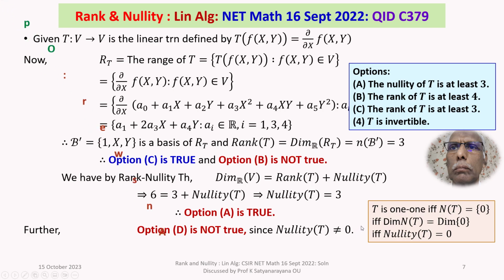So the answer to this question is options A and C. Option A is true because the nullity of T is 3, and option C is true, and the remaining two are false. That is the detailed discussion of the solution of this linear algebra problem, which is based on the concepts of rank and nullity of a given linear transformation.